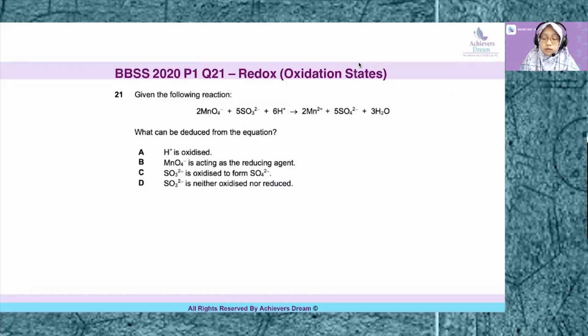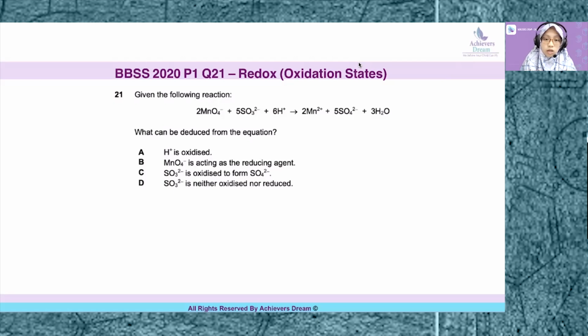Question 21 is testing you on the topic of redox, which is reduction and oxidation. To be more specific, it is looking at whether you are able to determine the oxidation states of the elements in the compound here. Given the following reaction, what can be deduced from the equation?